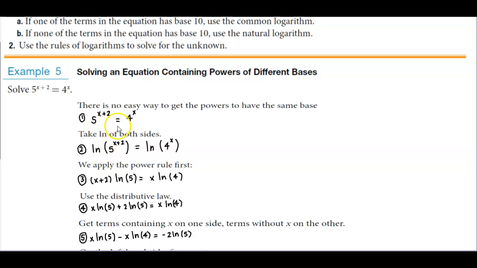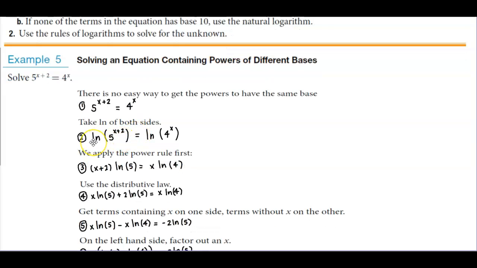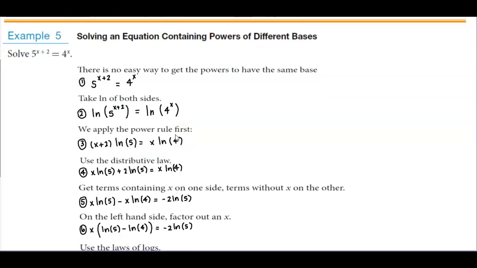So just like anything else with an equation, you can add both sides, you can multiply both sides, you can square root both sides, you can also take the natural log of both sides. So here we have the natural log of 5 to the power of x plus 2, and that's equal to the natural log of 4 to the power of x. And then we're going to apply the power rule first. So now we have this x plus 2, we can write that now as a product of this logarithm. So now we have x plus 2 in parentheses times the natural log of 5, and this is equal to x, the power, now multiplied by the natural log of 4.